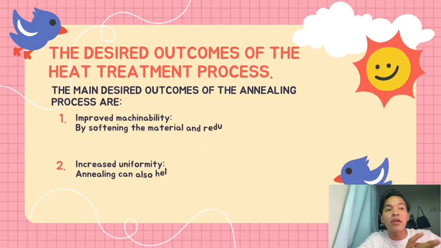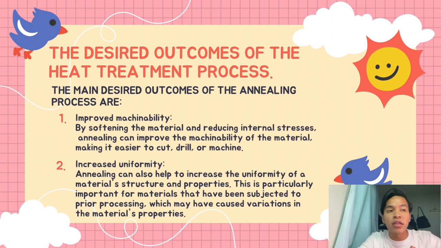Alright, and then the next desired outcome is improved machinability. By softening the material and reducing internal stress, annealing can improve the machinability of the material, making it easier to cut, drill, or machine. And the second one is increased uniformity. Annealing can also help to increase the uniformity of a material's structure and properties. This is particularly important for materials that have been subject to processing, which may cause variation in the material properties.